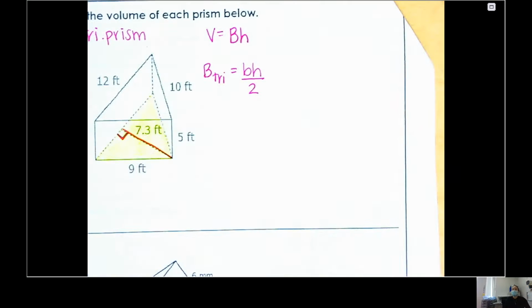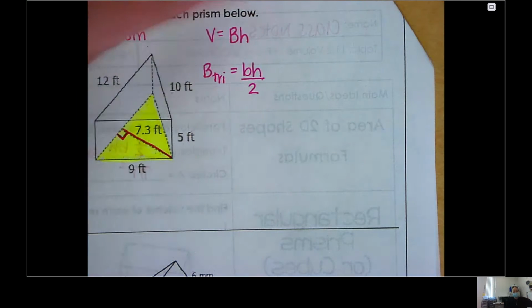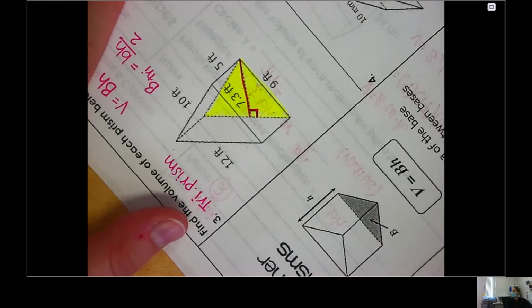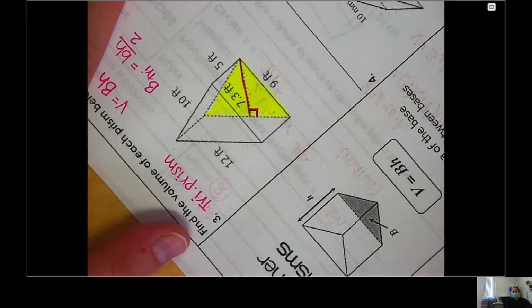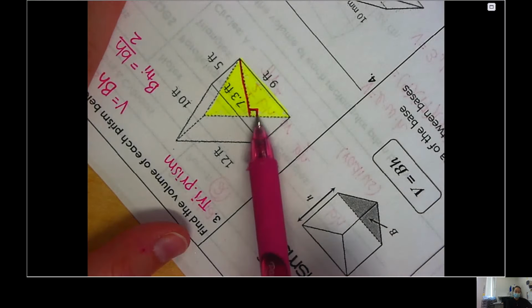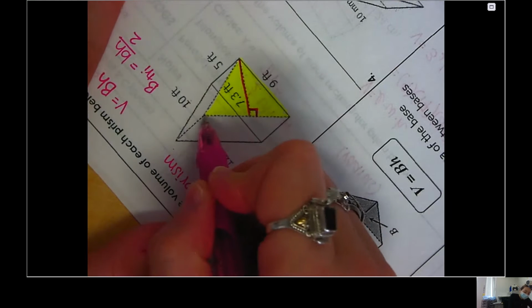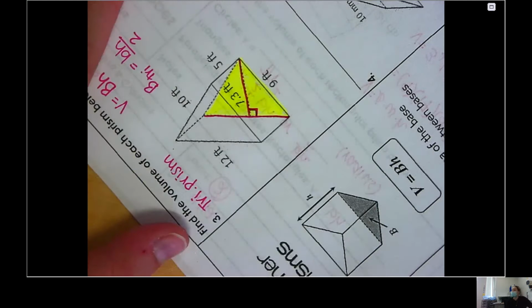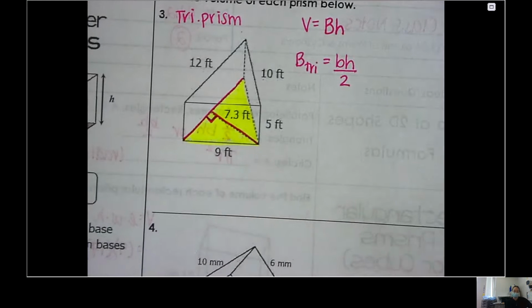7.3 is definitely the height of that triangle, which means turn your paper this way. There's the height. Now, if you're looking at it that way, which way is the base? Is this number the one that goes along with the 90-degree? No. This piece right here goes along with the 90-degree. But I don't have a number there. What number is that? Where does it match? 10's over here.